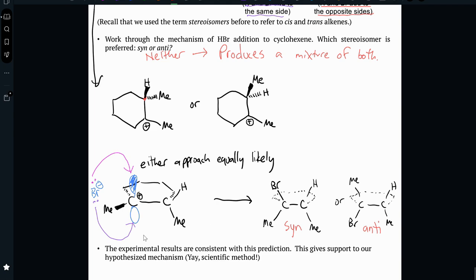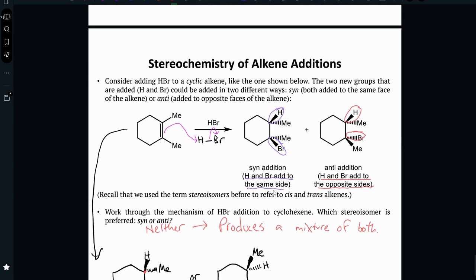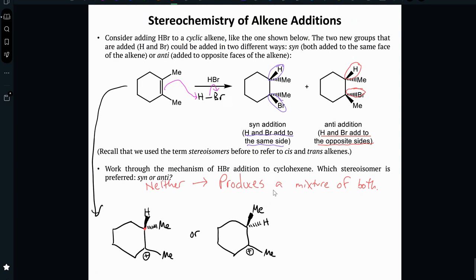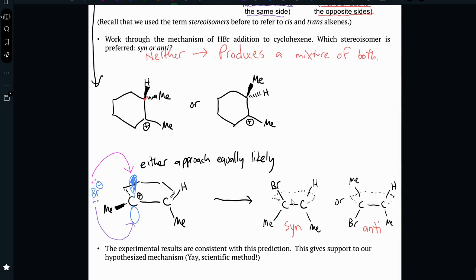And it turns out that when we run this reaction and we examine the products, we do get a mixture of syn and anti addition. That helps support our hypothesized mechanism that we're going through a carbocation. It's at least consistent with that mechanism. And when we're evaluating mechanisms, we're looking to gather evidence. And if we find all the evidence is consistent with it, then we tend to stick with that mechanism as being the most likely option. If we find evidence that's inconsistent with our mechanism, then we tell ourselves, okay, we need to come up with something different.